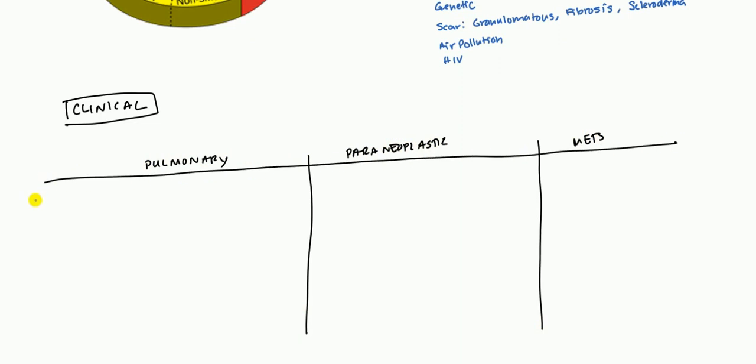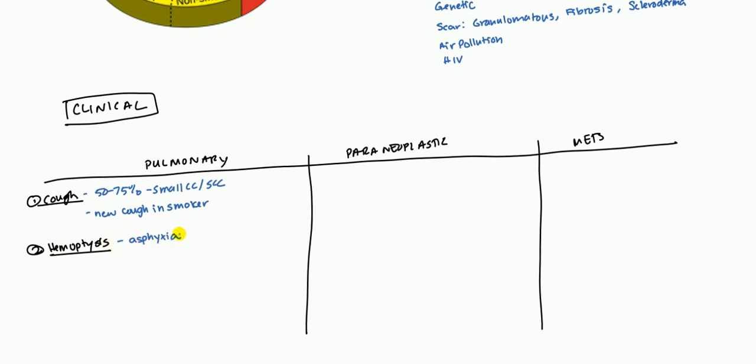So the first pulmonary symptom that you'll have is a cough, and what happens in these smokers is about 50 to 75% of patients who have either small cell carcinoma or squamous cell carcinoma present with a cough. And anytime you get a new cough in a smoker, you definitely want to consider that they might have lung cancer. The other one is going to be hemoptysis, which is a fancy word for coughing up blood. And a common problem with this is it can lead to asphyxia if the blood isn't coughed up completely.